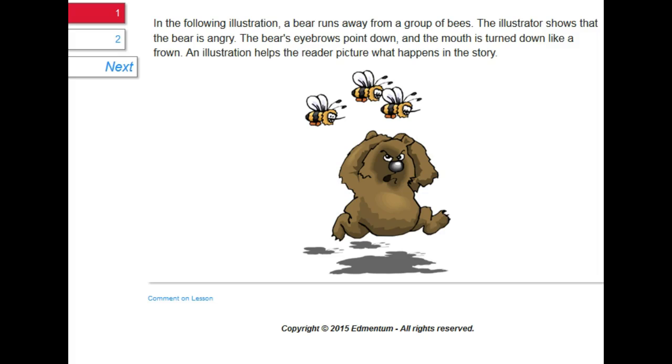Here's an example. In the following illustration, a bear runs away from a group of bees. The illustrator shows that the bear is angry. The bear's eyebrows point down and the mouth is turned down like a frown. An illustration helps the reader picture what happens in the story.